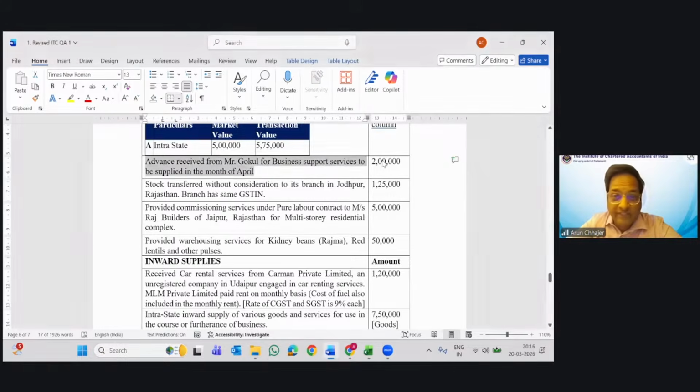Second point, advance receipt from customer for business support service. Do I need to pay the GST on advance or not? क्या मुझे GST पे करना एडवांस के टाइम पर? Yes, because it is a service, I need to pay the GST on advance.